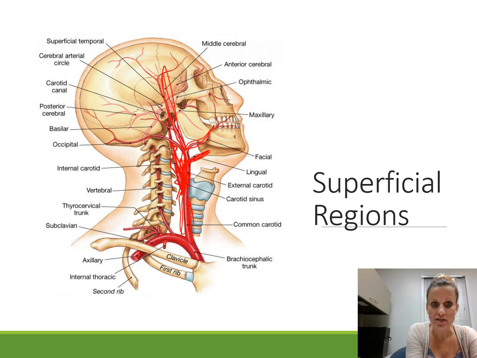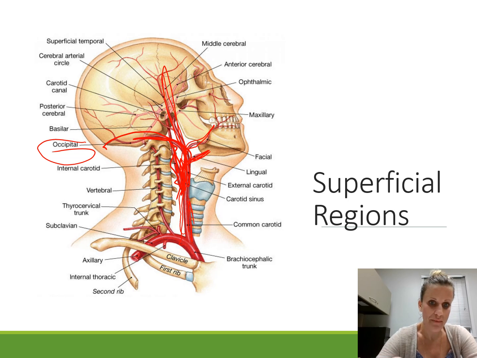And then we mentioned the occipital artery, because the occipital artery is going to pass through the apex. It'll pass through just the apex of the lateral region.